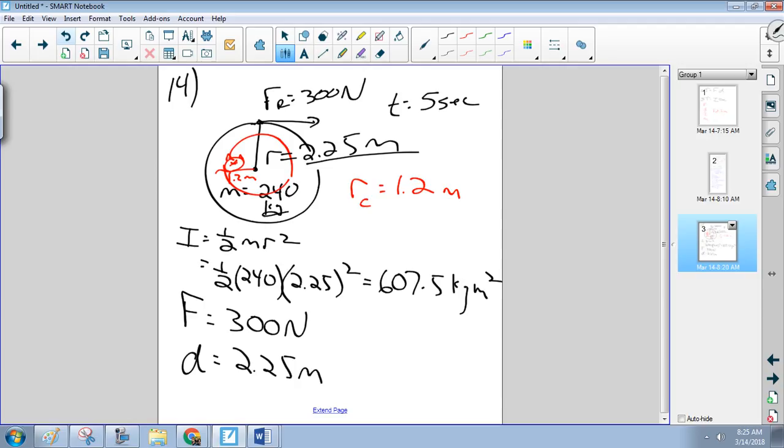Okay? So I think I can use this information here to find my net torque, FD, right? So 300 times 2 1/4 is 675. Is that right? Yes. Final answer. Okay. Everybody good?